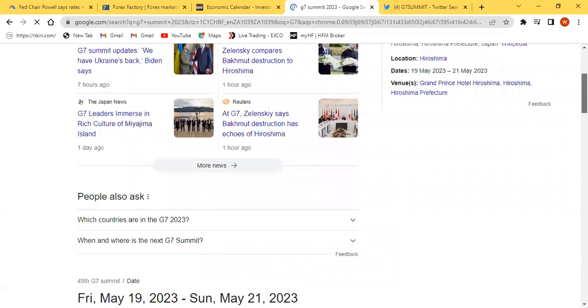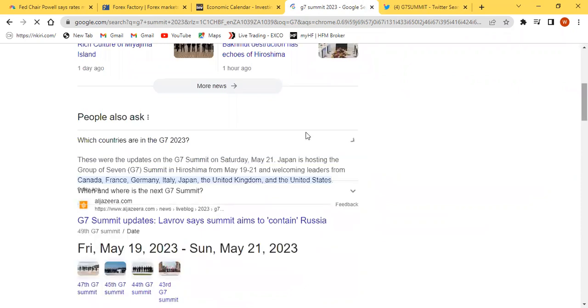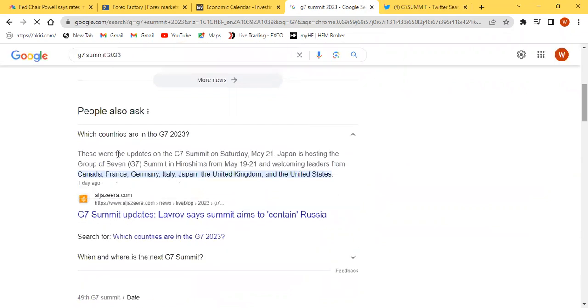It started on Friday. So just to give you a brief understanding, today we saw the president of Ukraine going there, so there were updates on the G7 summit. Japan is hosting. You've got Canada, France, Germany, Italy, Japan, the United Kingdom and the United States.